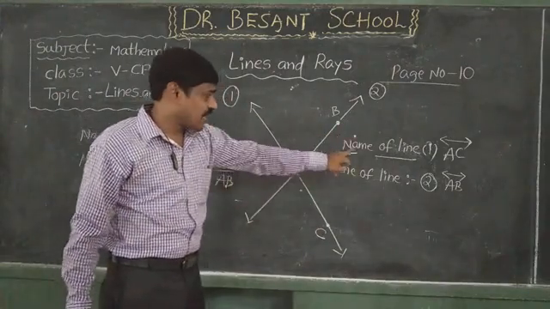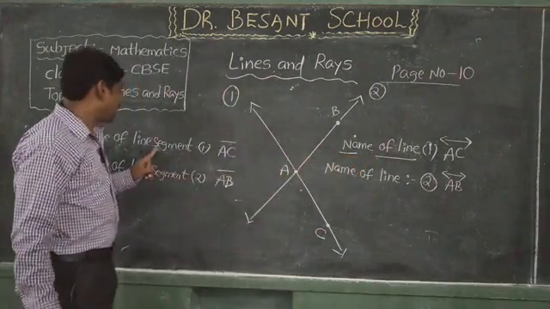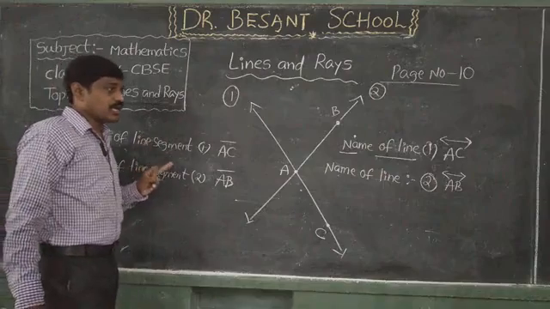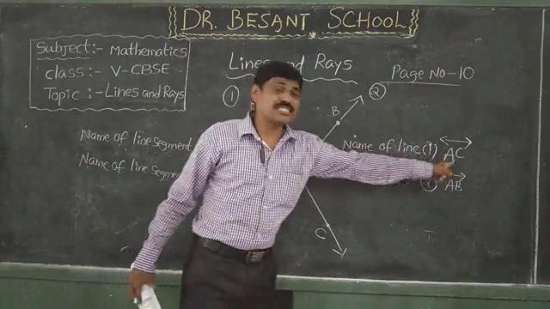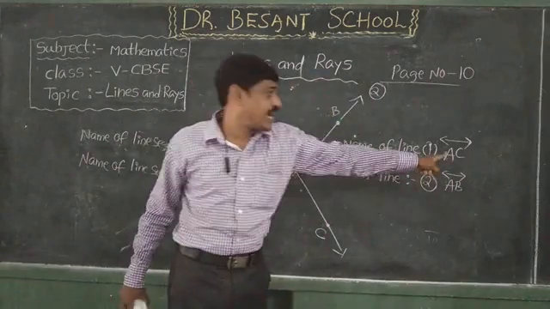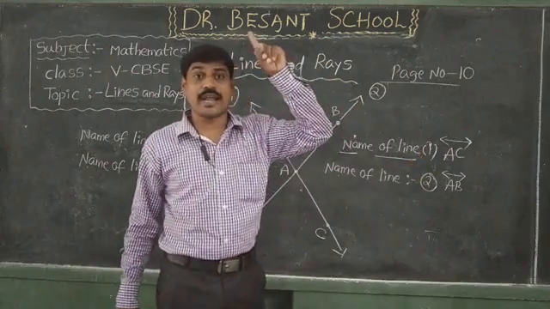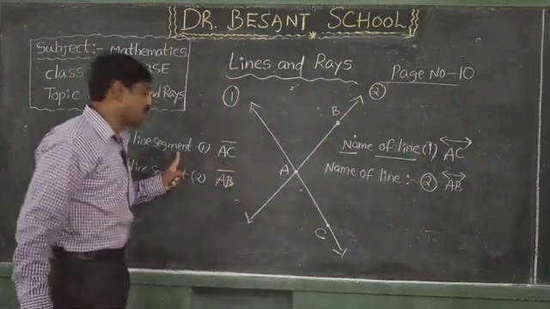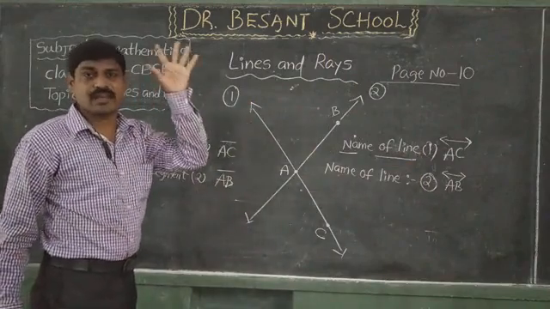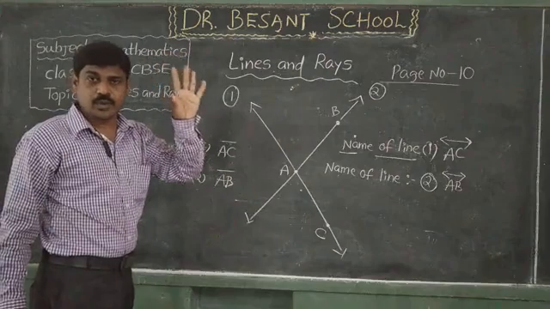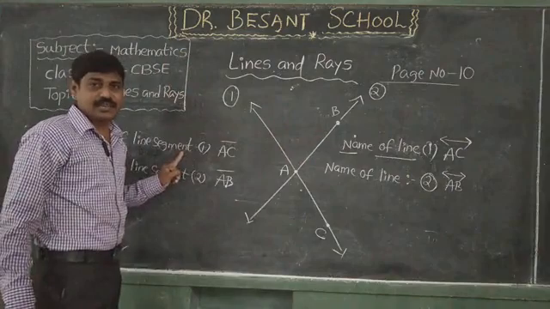What is the difference between line AC and line segment AC? If it is line AC, here A and C are not endpoints. In the line AC, A and C are not endpoints. What about the line segment AC? Here compulsorily A and C are endpoints only. That is the difference between line AC and line segment AC.